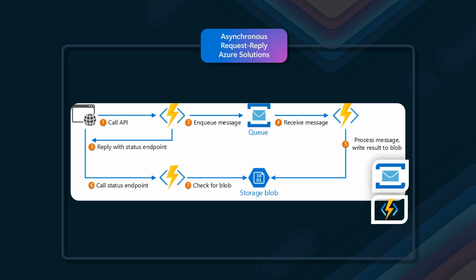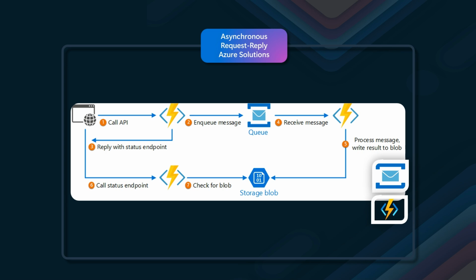The received message is then processed. Upon completion of the task, the result is written to a storage blob. This step is crucial as it ensures the results are stored in a durable and retrievable manner. At any point, the client can then call the status endpoint to check the progress of the request. This call provides real-time updates, keeping the client informed about the current state of their task.